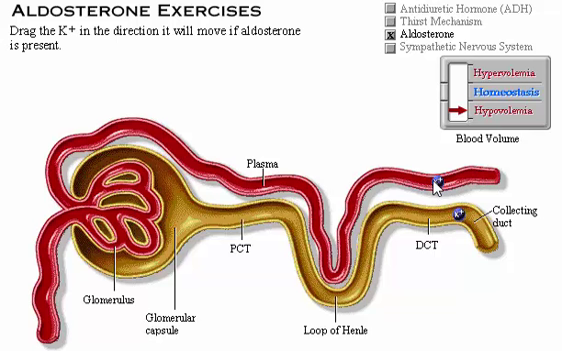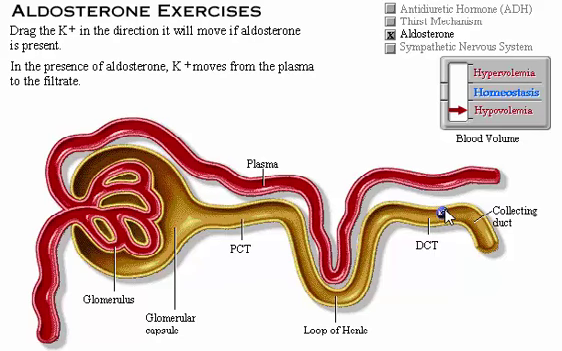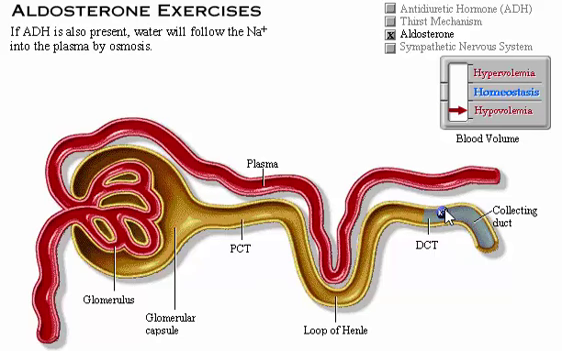If antidiuretic hormone is also present, water will follow the sodium into the plasma by osmosis. This movement of water and sodium into the blood causes the blood pressure to increase, completing the negative feedback loop.